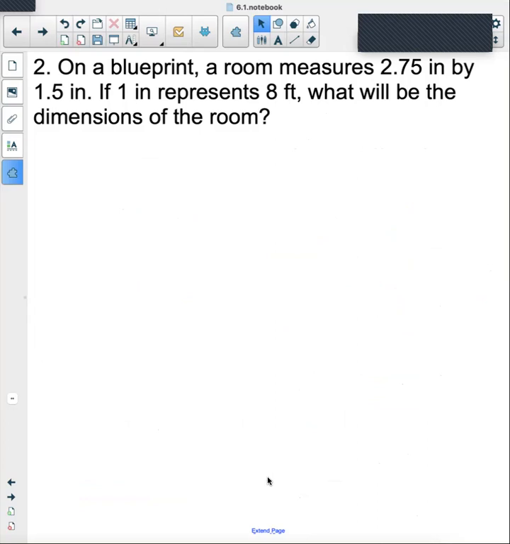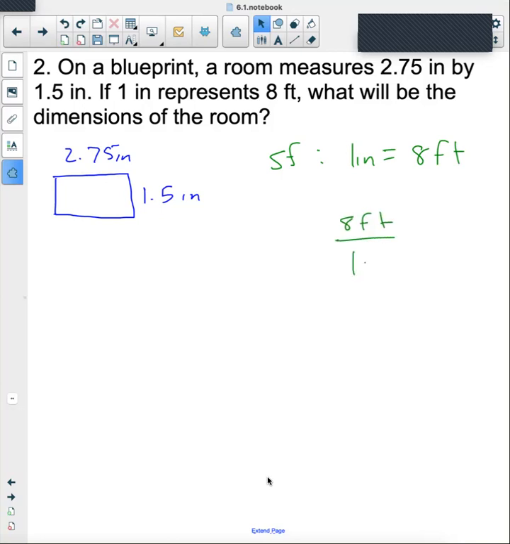On a blueprint, a room measures 2.75 inches by 1.5 inches. We should always draw an image to help us visualize the problem. So the long side is 2.75 inches, and the short side is 1.5 inches. And our scale factor is 1 inch equals 8 feet. So this one, we're just going to multiply our original measurement by that scale factor of 8 to 1.